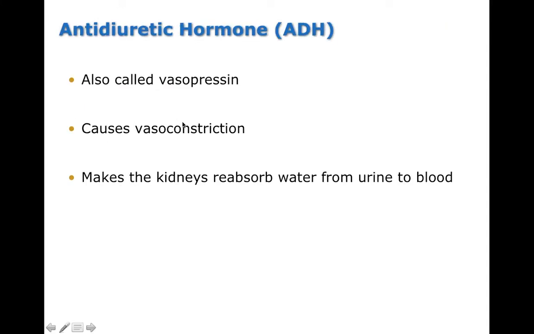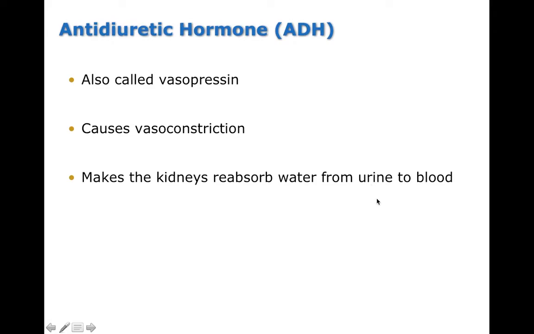Now, part of the RAS also includes antidiuretic hormone. So angiotensin 2 can act on the cells of your posterior pituitary gland to stimulate the release of antidiuretic hormone, or ADH. We also call this vasopressin because it's a vasoconstrictor. But ultimately, antidiuretic hormone also has an effect on your kidneys, and that effect is to help your kidneys reabsorb water from urine back into your bloodstream.